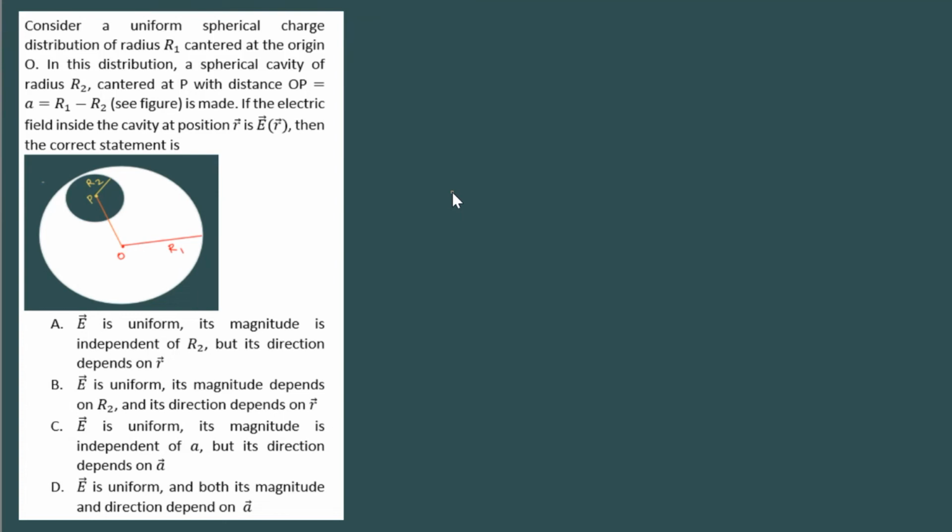Hello. So in this question, this is a very good question. Because in this question, there is a solid sphere. The charge is uniformly distributed in this solid sphere of radius r1. And the question says if you make a cavity of radius r2 inside this solid sphere.